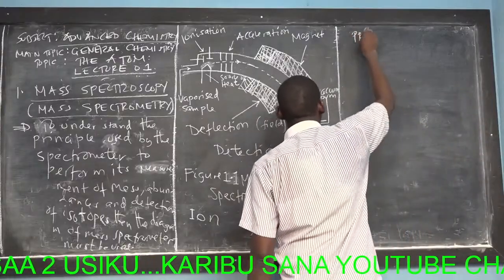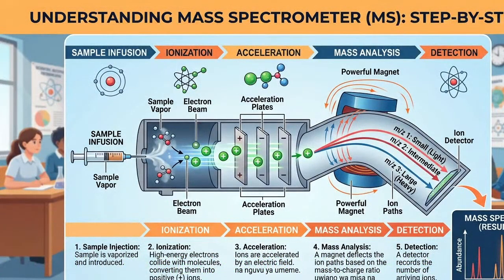Then another part that we have to cover is the principles of the mass spectrometer. What are the principles of the mass spectrometer? There are 5 principles. So the question, maybe question 3: describe briefly the 5 principles of the mass spectrometer.